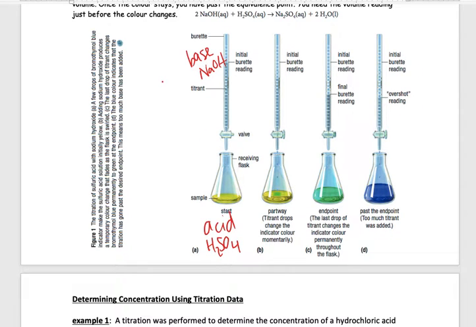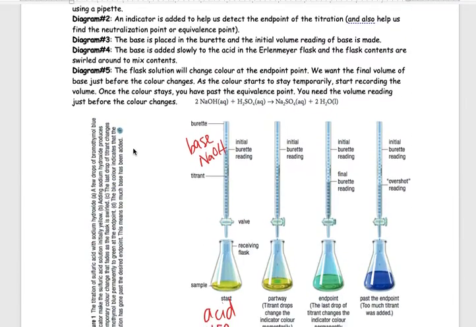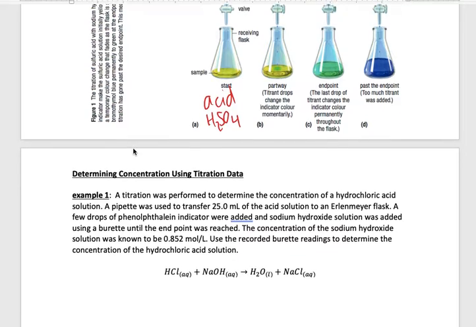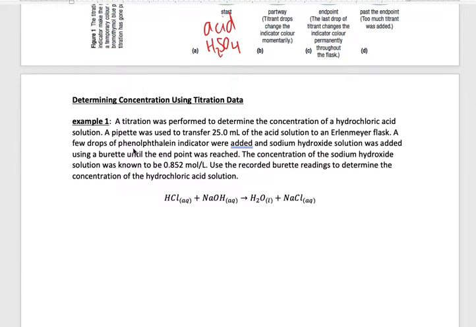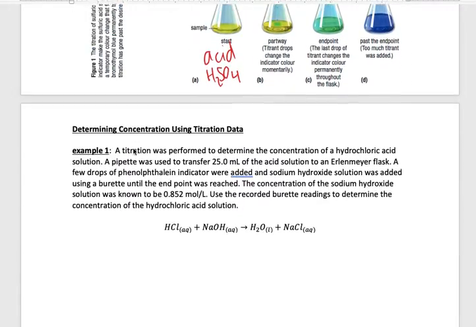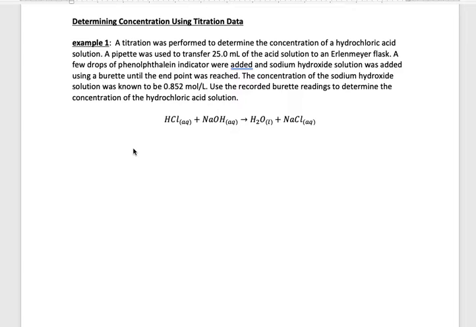All right, so now that you hopefully have an idea of what you're supposed to be doing in the lab, I want to go over how you go about taking the information that you get from these labs and calculating what's missing, what's the concentration of the unknown. So here's the first one. We have a titration being performed where we have some hydrochloric acid.